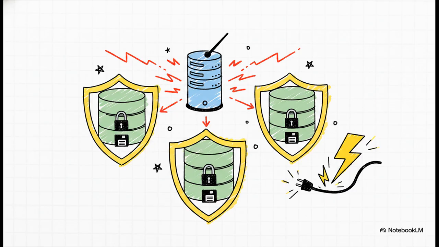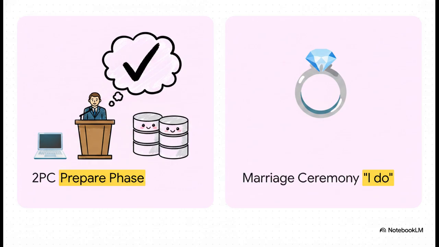A really great way to think about the 2PC prepare phase is like a traditional Western marriage ceremony. The coordinator is essentially the minister. The minister asks the participants if they are ready to commit. When a database votes yes in the prepare phase, it's exactly the same as saying, I do. By saying yes, that participant completely surrenders the right to unilaterally abort the transaction later. They are making a binding promise that they will commit if the coordinator tells them to.